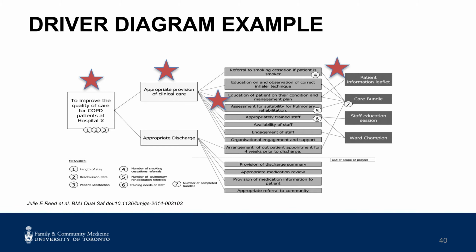This driver diagram illustrates the relationships between the aim to improve quality of care for COPD patients, the primary drivers, and secondary drivers with specific detail around some of the change ideas. The contribution that a patient information leaflet can potentially make to improving education, or secondary driver, and improving appropriate provision of clinical care, primary driver, is therefore described visually relative to the aim of improved quality of care for COPD.